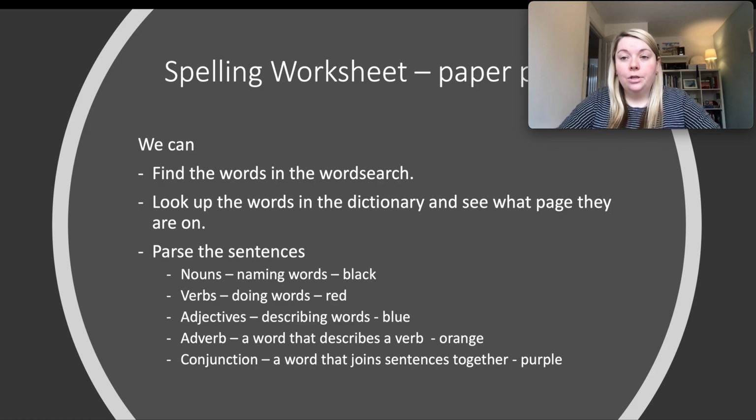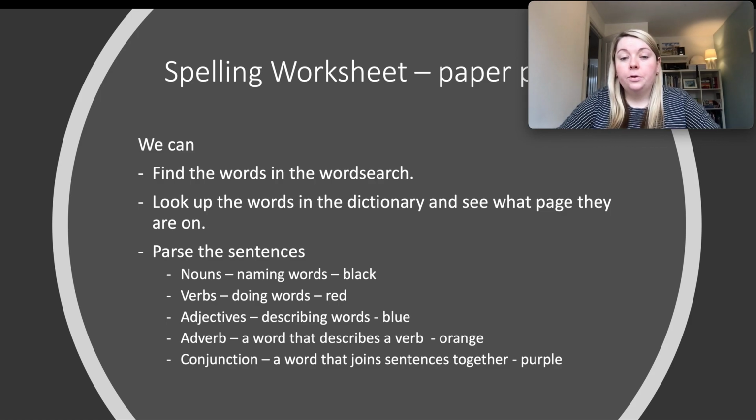What I would like you to do is this. Your noun, which is your naming word, I'd like you to underline with a black pencil. Any naming words. So that could be something like a banana, a table, a name of something. Your verbs, the doing words, such as jumping, running, hopping, I'd like you to underline in red. Your adjectives, your describing words, such as big, blue, orange, etc., I'd like you to underline in blue.